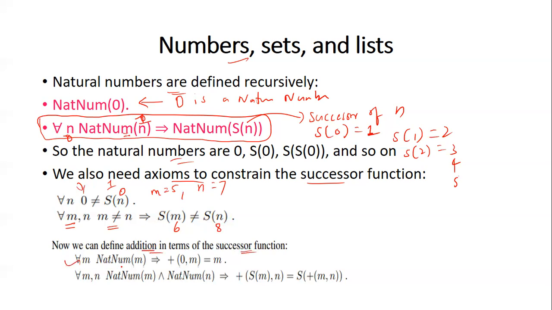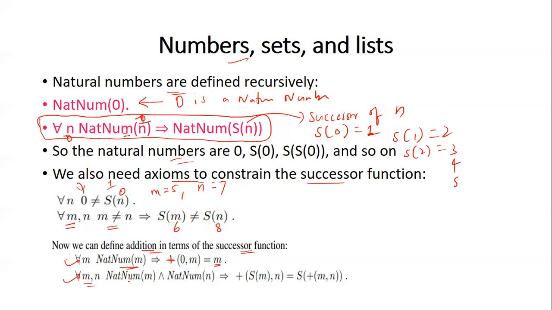For all m, natural number of m implies plus 0 comma m, which means we are adding 0 with m, which is m itself. That's what this statement says. Okay. Here we are defining sum in some other way.